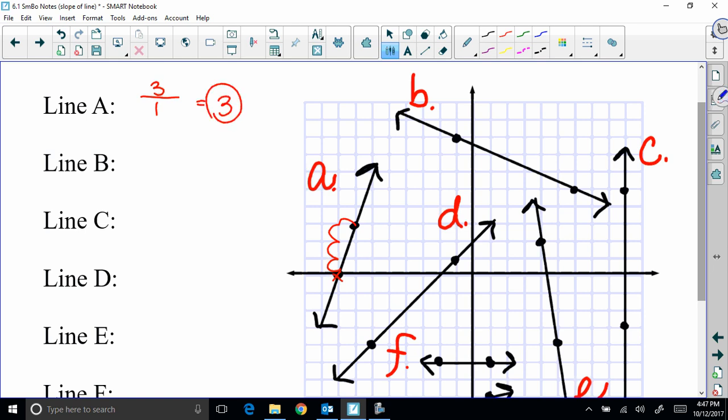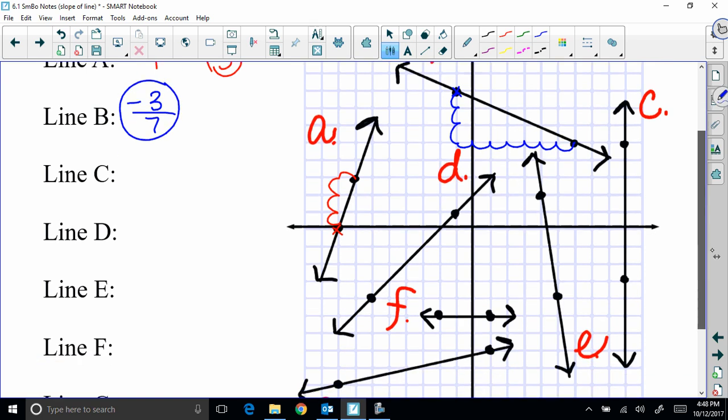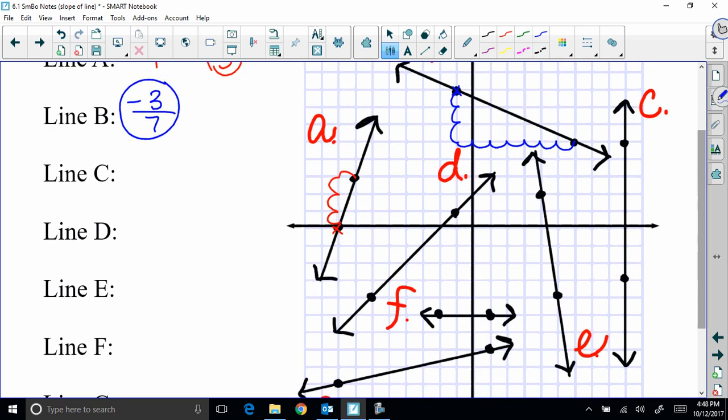Okay, let's look at line B. Line B, I have my 2 points. I'm going to just start at this point right here. I always go up or down first. So in this case, to get to that point, I'm going to have to go down first. So I would go down, 1, 2, 3. And remember, when you go down, that's a negative. And then I would go over to the right, 1, 2, 3, 4, 5, 6, 7. And to the right is positive. So the slope of this line, -3/7.